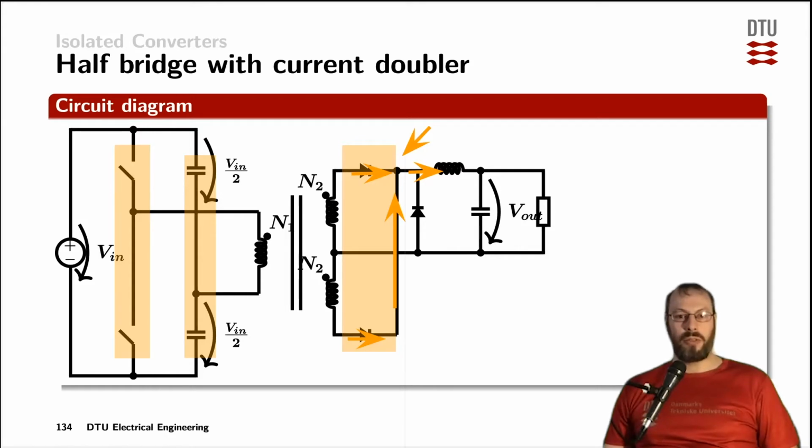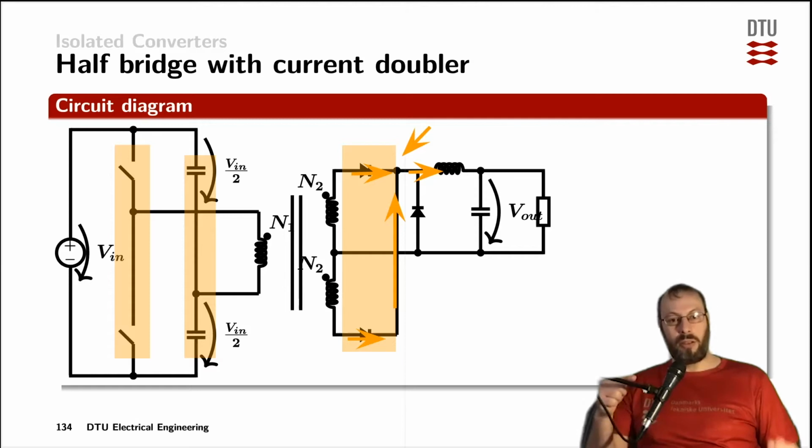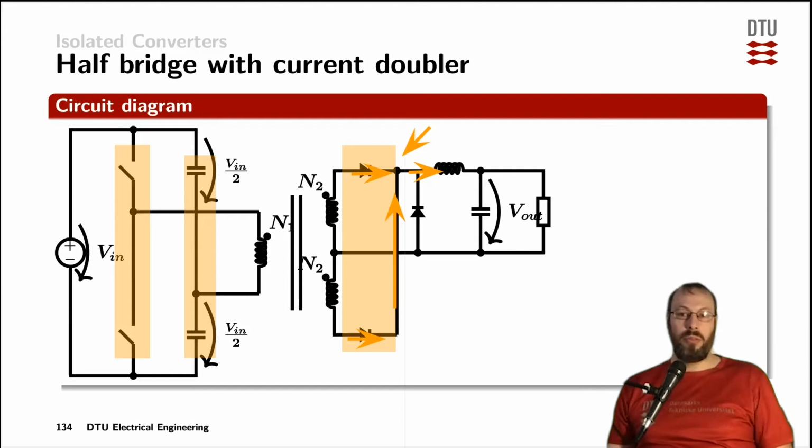If we would have used a half bridge rectifier or a full bridge rectifier, we could also make that a synchronous rectifier and therefore operate the converter each way from the input to the output or from the output to the input, and therefore make it a so-called bidirectional converter. For now, let's stick to the example of a current doubler.